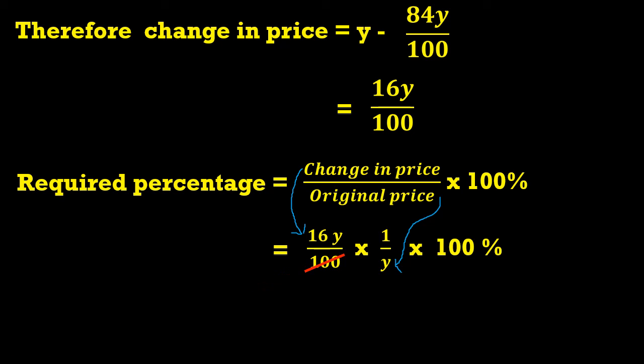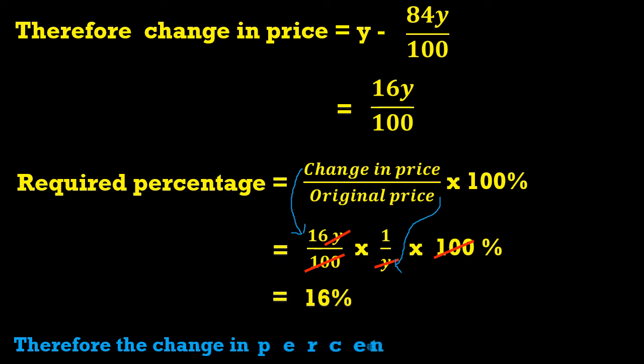After cancellation, 100 we can cancel. So see, first I said that if in our denominator something is 10, 100, 1000, it is better not to cancel, because later on we'll find it easier to cancel our terms. So here 100, 100 we have cancelled, y, y we can cancel, so we will find 16%. Therefore the percentage decrease is 16%.